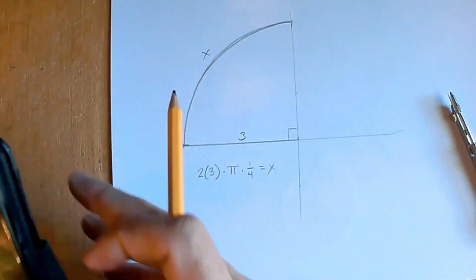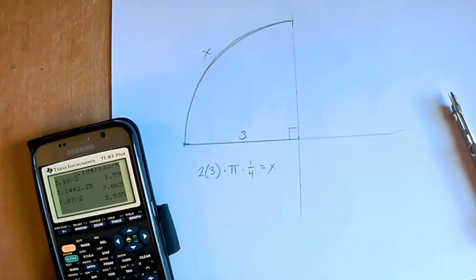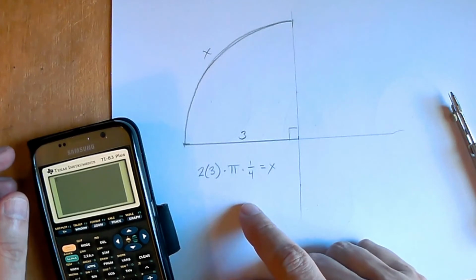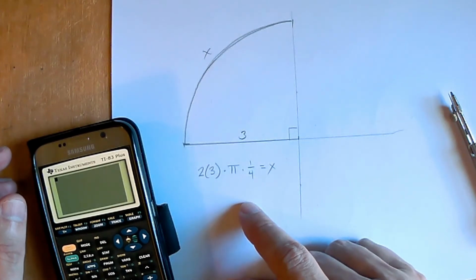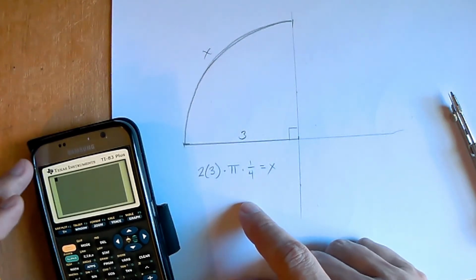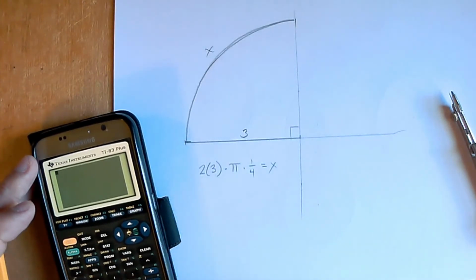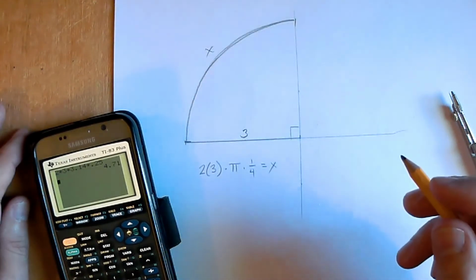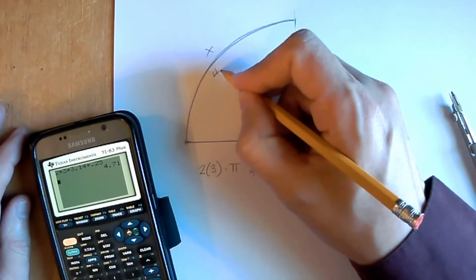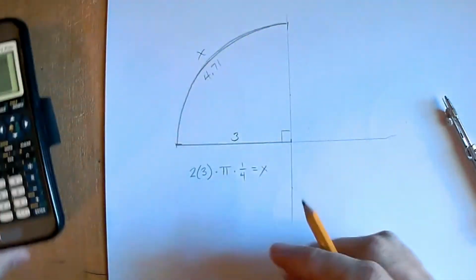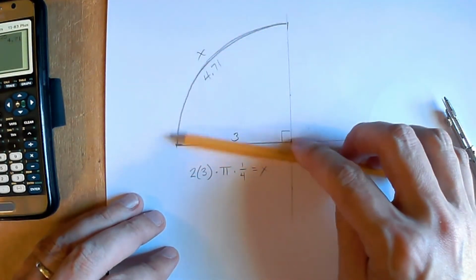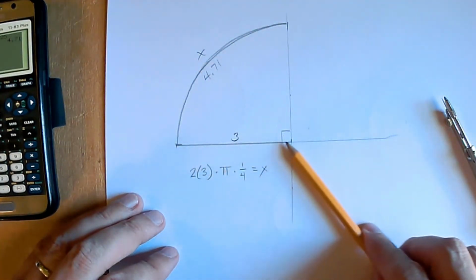And just for fun, let's solve it and see what it is. And if you want to pause the playback and find out yourself and see if you're right, you can pause it here while I work it out in the calculator. So 2 times 3 times 3.14 times 1/4 is 4.71. So 4.71 is the distance of the line from here to there, if that length is 3.